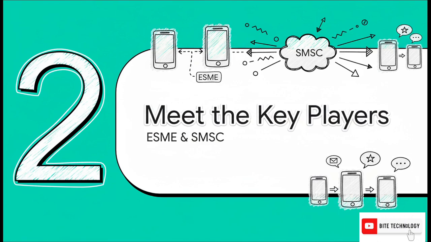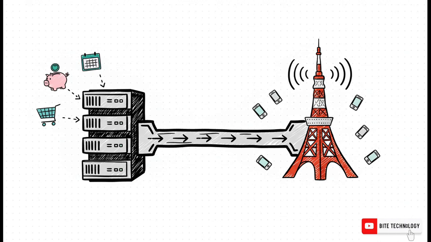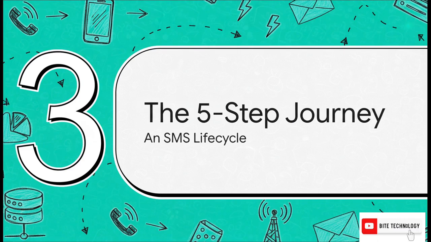Okay, to really get this, we first have to meet the two main characters in this whole digital conversation. So on one side, you've got the ESME. Kind of a funny name, right? It stands for External Short Messaging Entity, but just think of it as the client. It's your bank's app, it's the airline system, it's whatever needs to send the message. And on the other side, that's the SMSC, the Short Message Service Center. This is the server. It's the big gateway owned by the mobile carrier that actually gets the message to your phone.